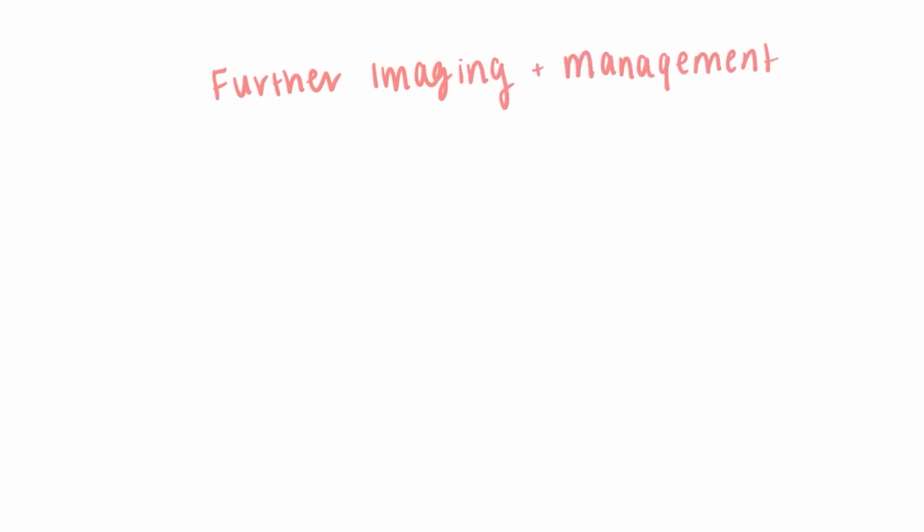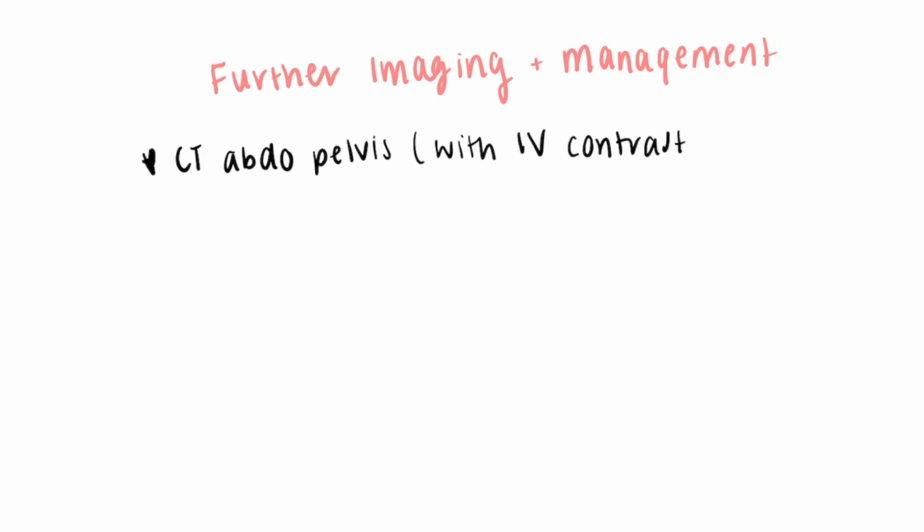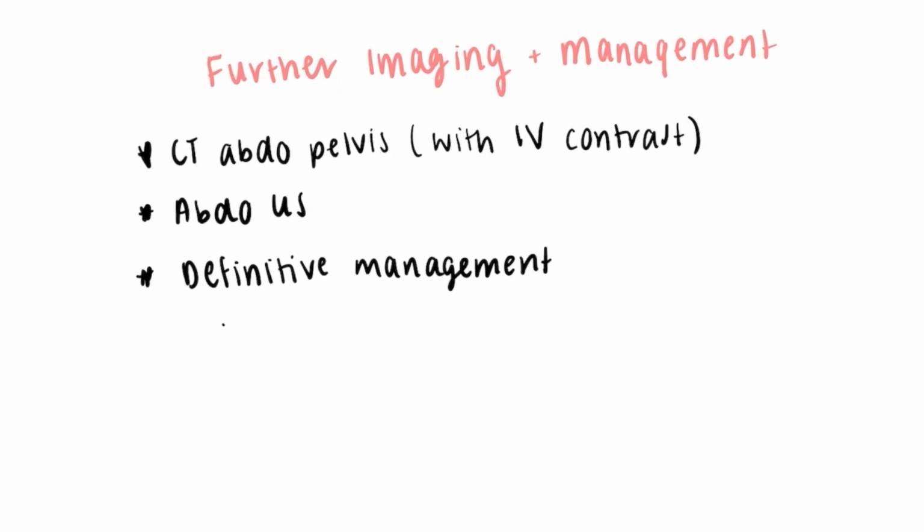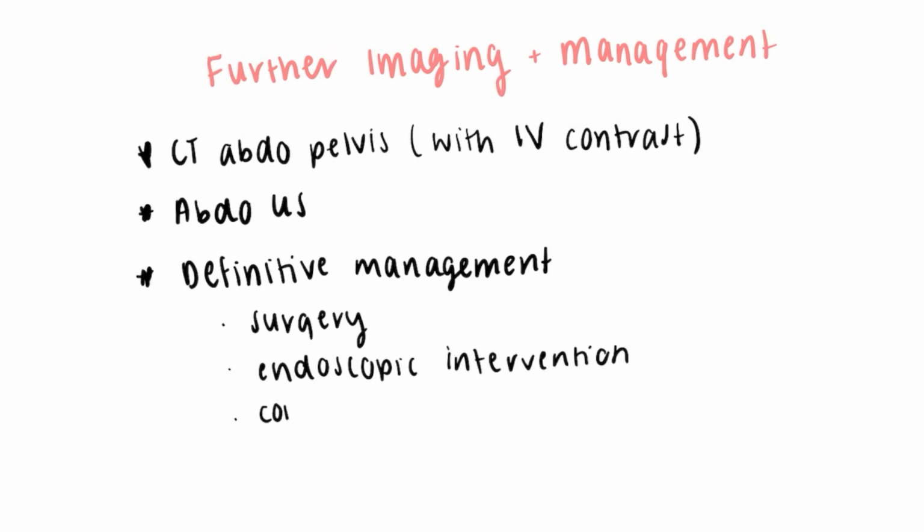Regarding further diagnostics and management, CT abdomen and pelvis is the gold standard investigation and provides more information. It can be used to identify the exact location of the obstruction, whether it is partial or complete, as well as the etiology of the obstruction. An abdominal ultrasound can be considered in hemodynamically unstable patients. Definitive management is going to depend on the cause of the obstruction. Options include surgical management, endoscopic interventions, or supportive care for patients with uncomplicated partial obstructions or uncomplicated complete small bowel obstructions.